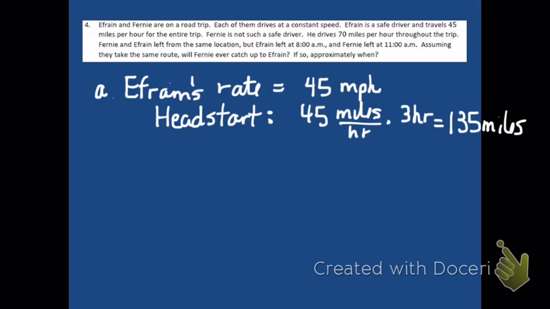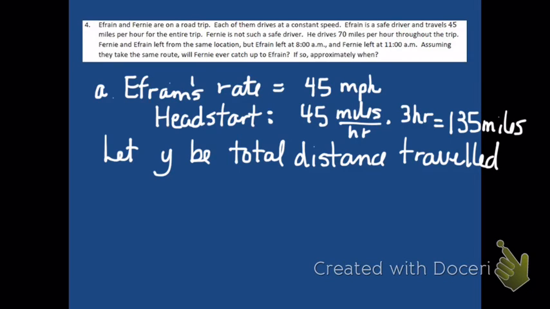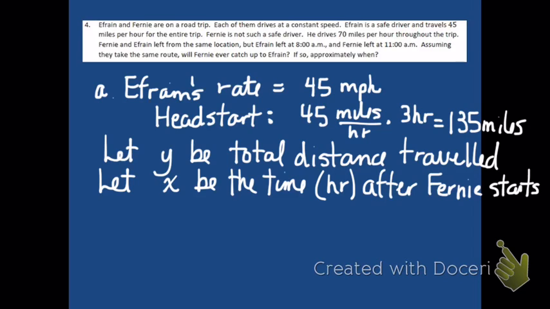Okay, so let's look at our variables. So y is going to be the total distance traveled, and x is going to be the time in hours after Fernie starts. Okay, so we're not going to start the clock until they're both driving. Okay, so at 11 a.m. So hours after Fernie starts.